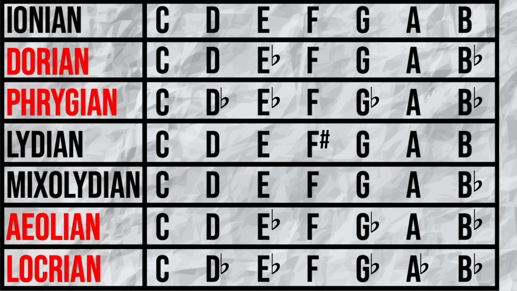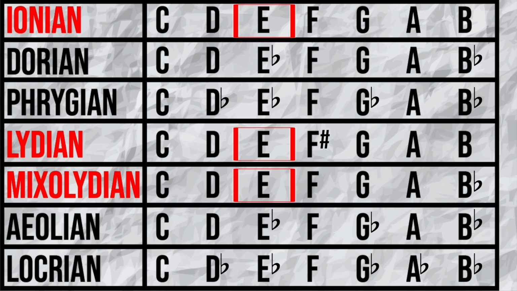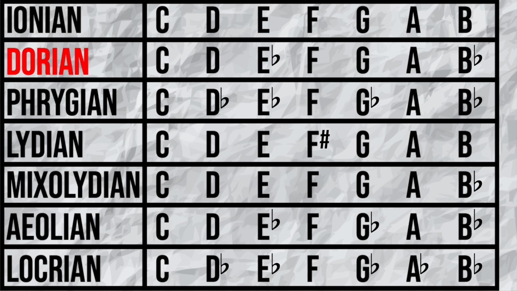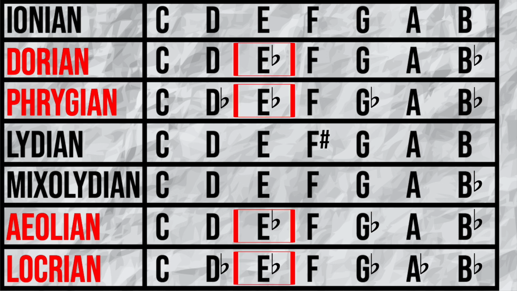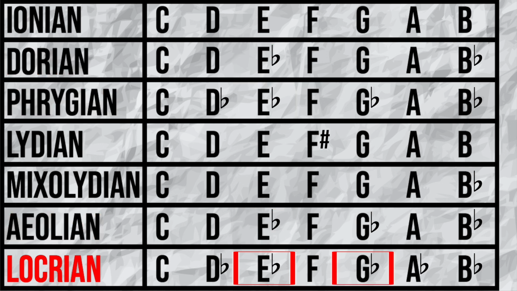Some of these modes are considered major, some minor. This all depends on what type of third it has. The Ionian, Lydian and Mixolydian all have a major third, so that's 4 semitones up from the root. The Dorian, the Phrygian, the Aeolian and the Locrian all have a minor third, which is 3 semitones up from the root. This makes them minor. Now, the Locrian is slightly different as it has a diminished fifth, giving it an unstable sound. This means it's not used that often, so we're going to set this one aside for now.